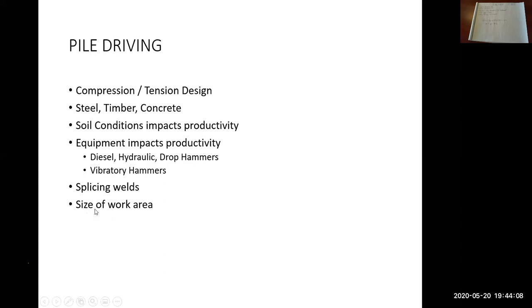So size of the work area. Depending on what the spacing is of your piles, you could have more or less depending on the tightness of the grid.